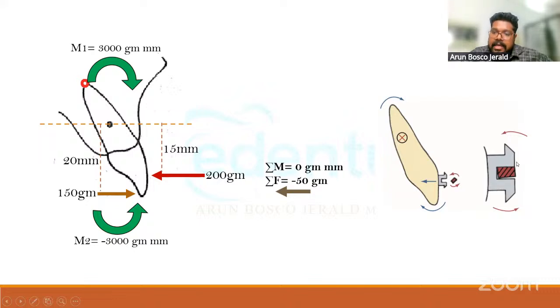That will create a couple in the bracket, which is acting in an upward and downward direction at the corners. So there is a pair of oppositely directed non-collinear forces present in this bracket. This creates a couple. Because of this couple, there will be a moment. That is why it is called MC or moment of couple.